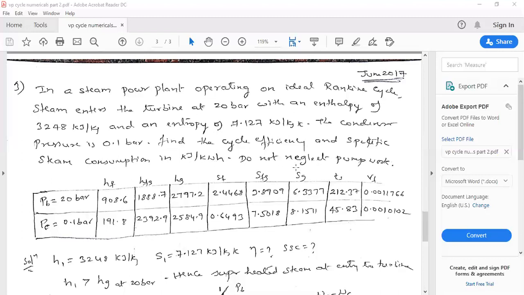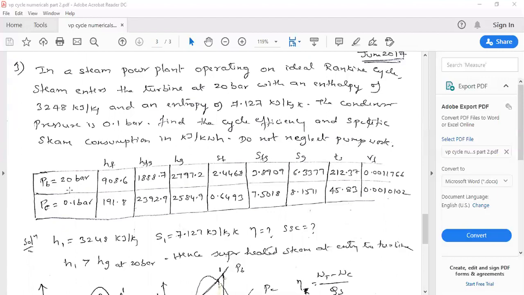And one thing you see here, do not neglect the pump work. That means we have to include the pump work. In the previous case, pump work was neglected, but here we need to include the pump work. So now again, go to the data handbook.